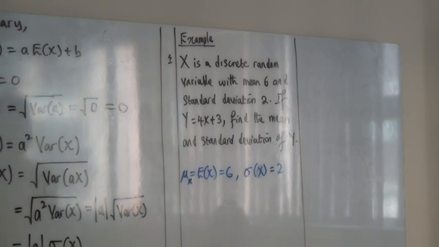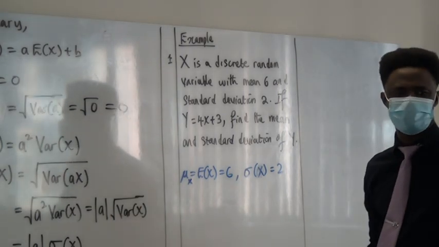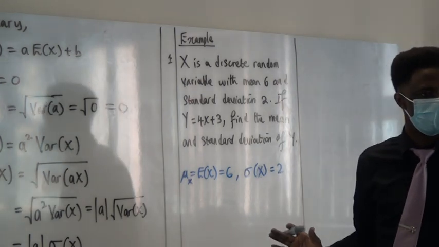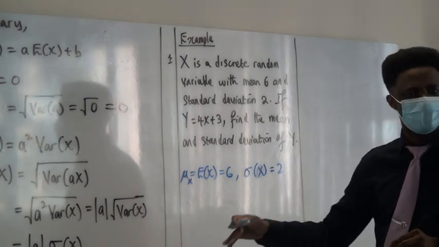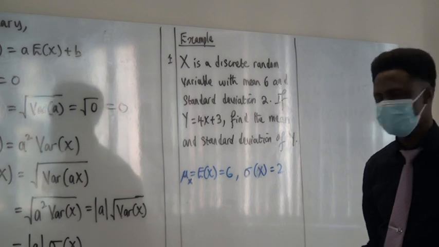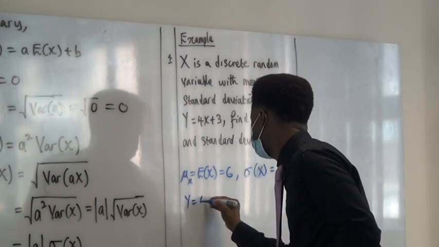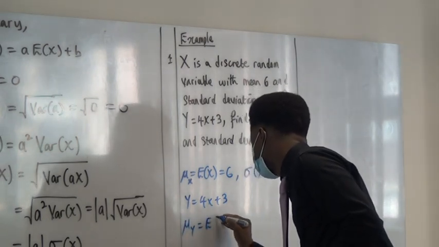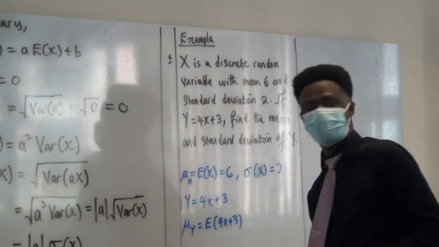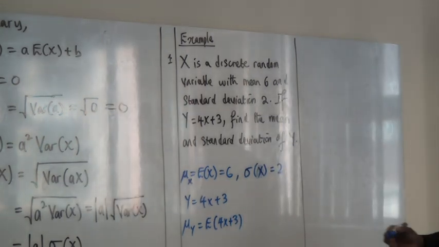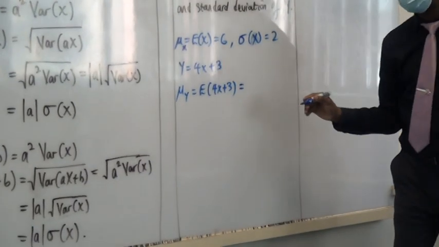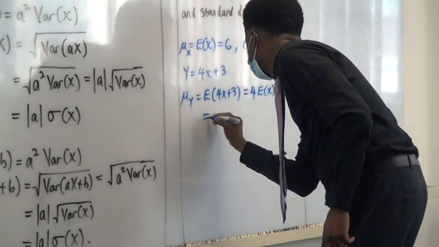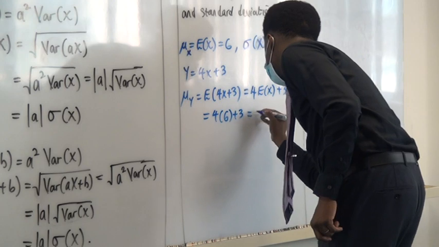All right, so Y is 4 times X, so all the data X can assume, multiply by 4, then add 3. We don't need to know those data, but yet we can still do something about their statistics. All right, so Y equals 4X plus 3. So the mean of Y is simply the expectation of 4X plus 3. Just to apply the property of expectation. So this is equal to what? 4 times the expectation of X, yes? Then we substitute. 4 times 6 plus 3, which is 27. Yes?